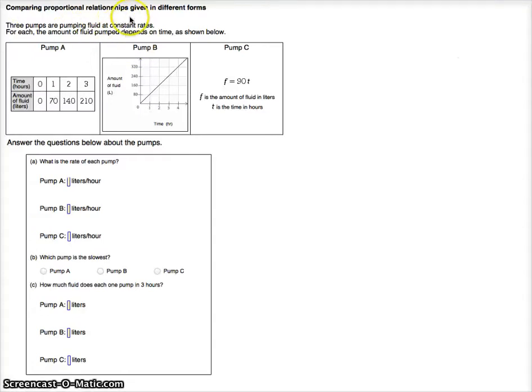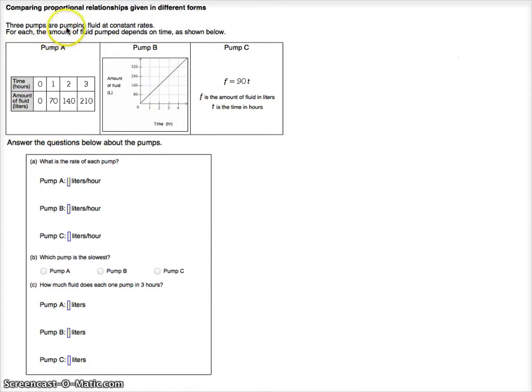Comparing proportional relationships given different forms. Three pumps are pumping fluid at a constant rate. For each, the amount of fluid pumped depends on the time, as shown below. We're going to answer the following questions about the pumps. But first, let's look at what each proportional relationship sets up.